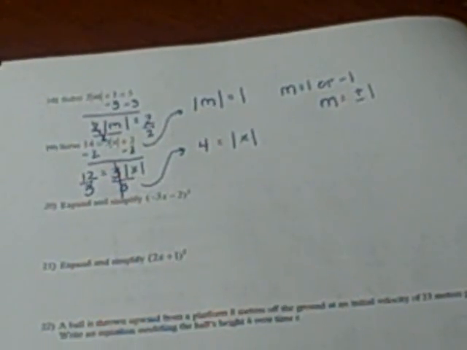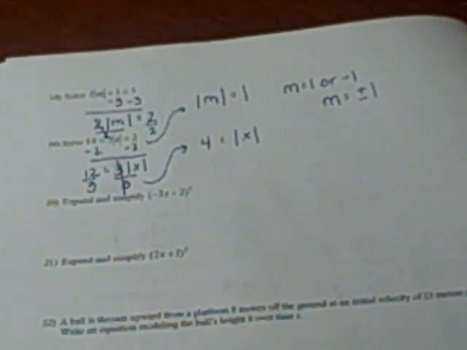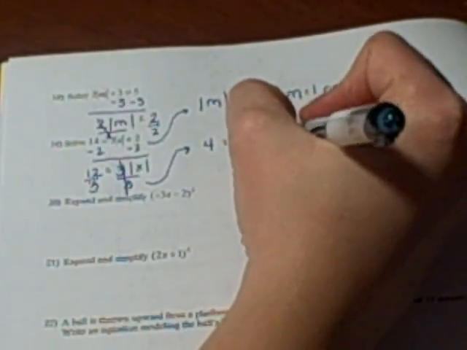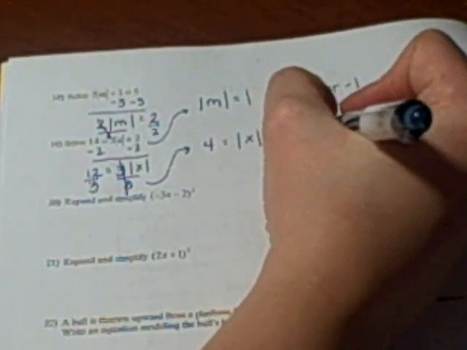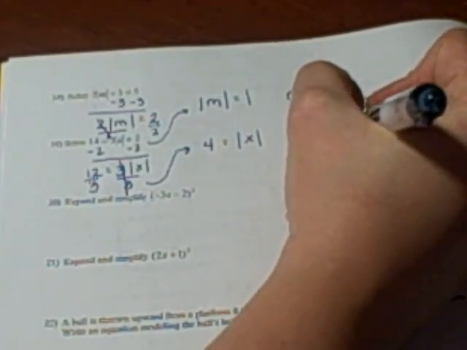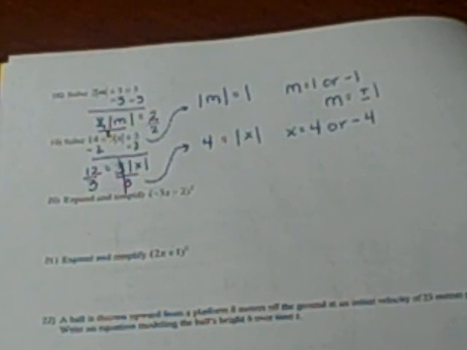So we need to think about what numbers could be 4 spaces away from 0 on a number line. Well, it could be 4. But if I went the other direction, it also could be -4. So x equals 4 or -4. You have to have both answers to be correct.